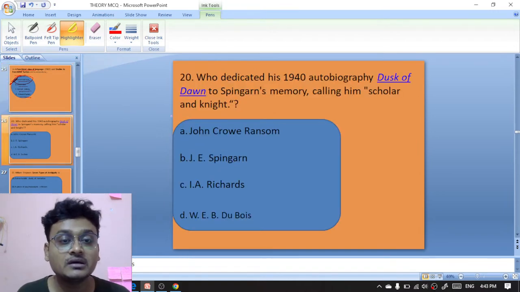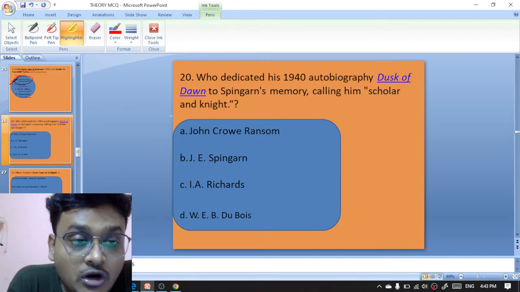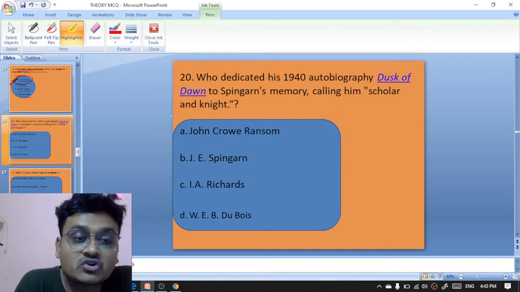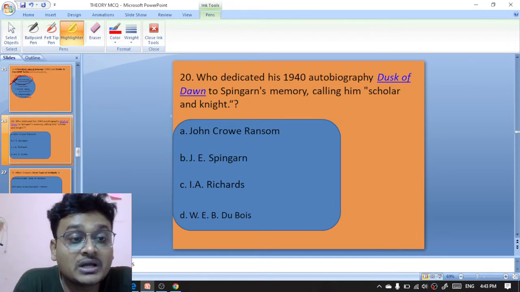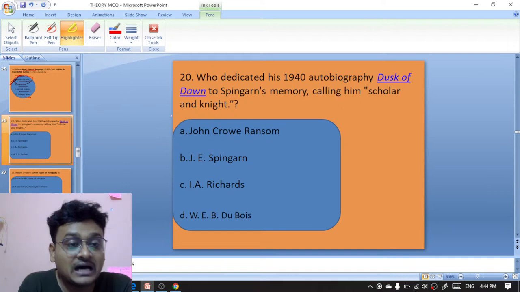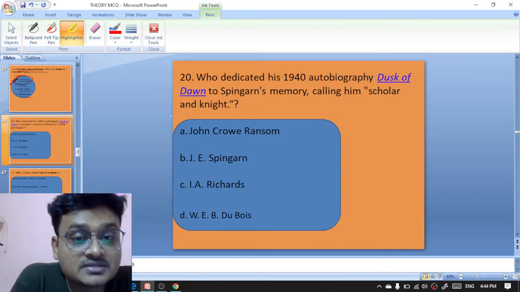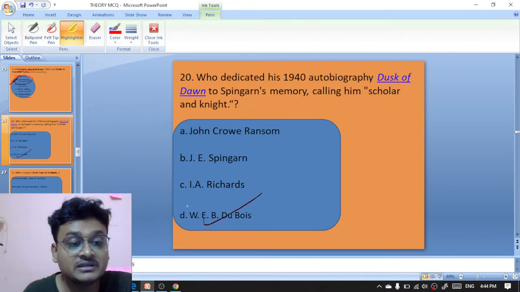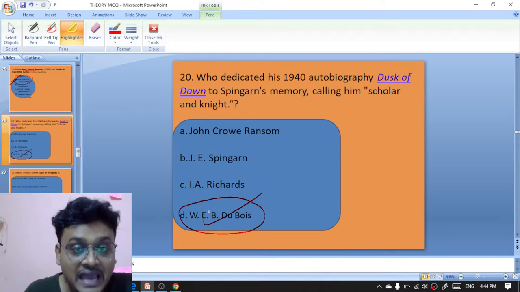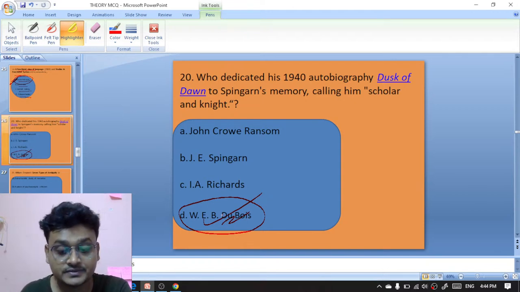Who dedicated his 1940 autobiography Dusk of Dawn to Swinburne's memory, calling him scholar and knight? Your options are John Crowe Ransom, J. E. Spingarn, I. A. Richards, or W. E. B. Du Bois. So Dusk of Dawn is an autobiography written by W. E. B. Du Bois. D is the right option over here, and he has called J. E. Spingarn scholar and knight. Next question.